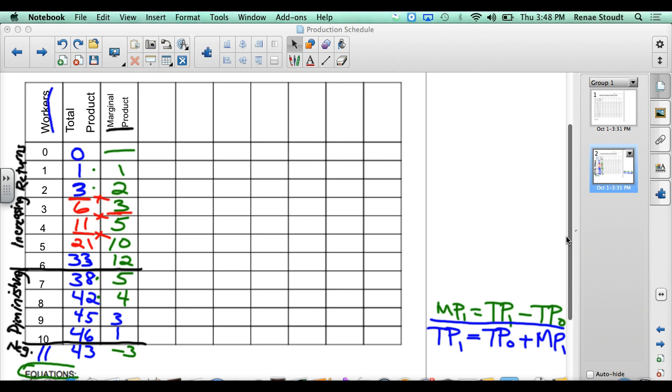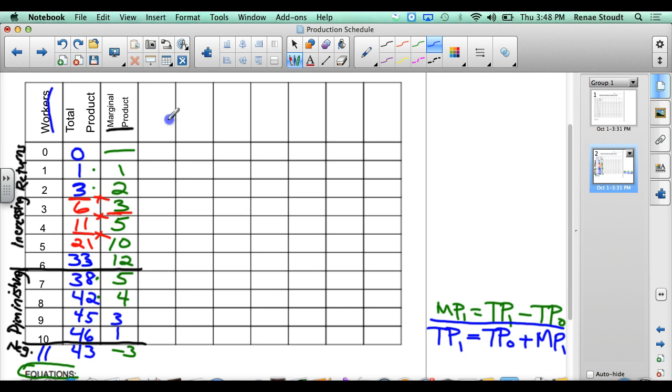Alright, so the first column that we're putting in is going to be related to fixed costs. So, the first column you're putting in is fixed costs.